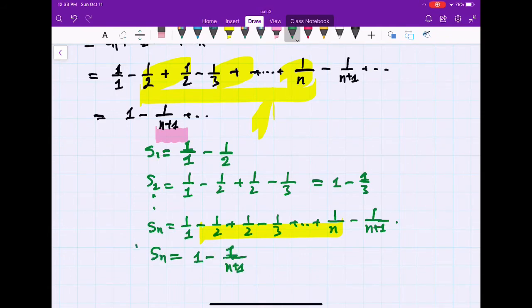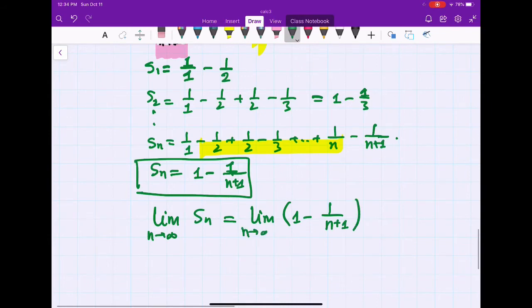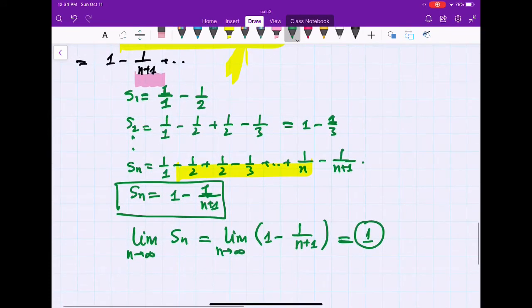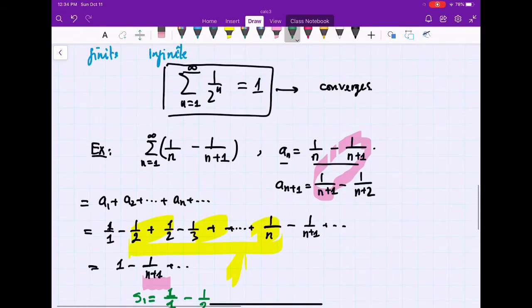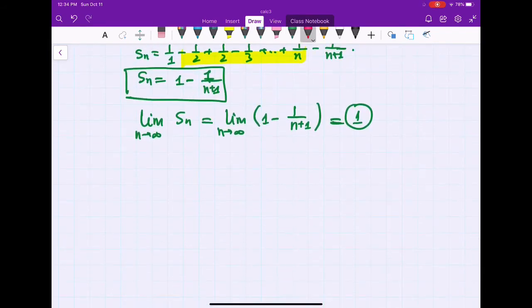Which is very good. And we can see that the limit of Sn when n approaches infinity is just equal to 1, right? Because the limit of 1 over n plus 1 is 0. You see that? So since the limit of the sequence of partial sums exists and equals 1, the original series converges and equals 1. And that is the conclusion.